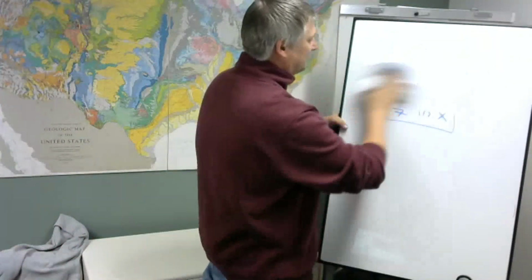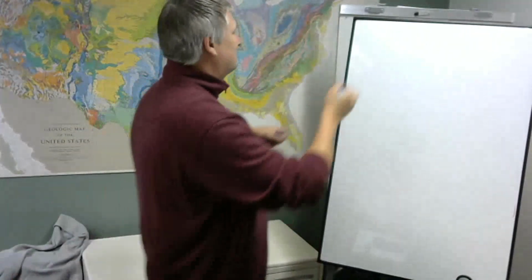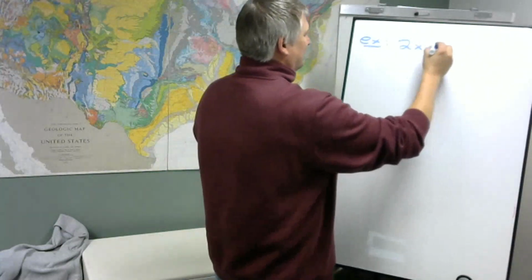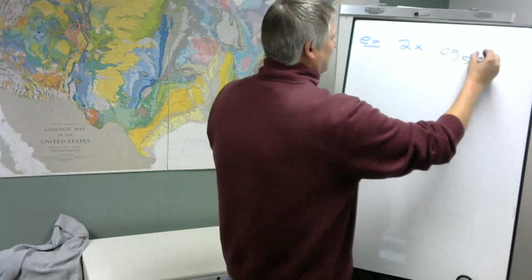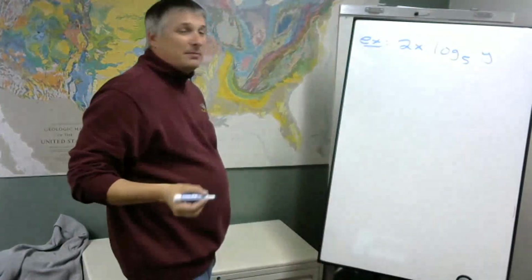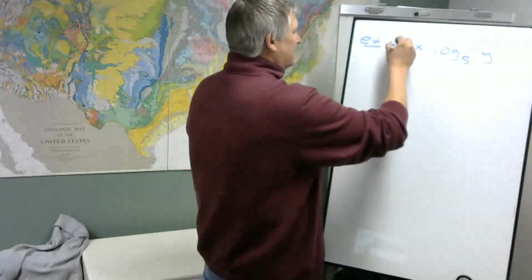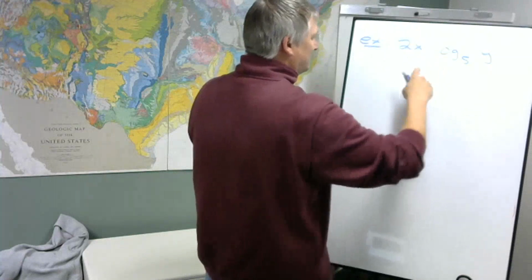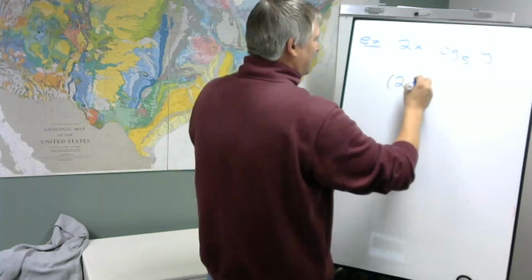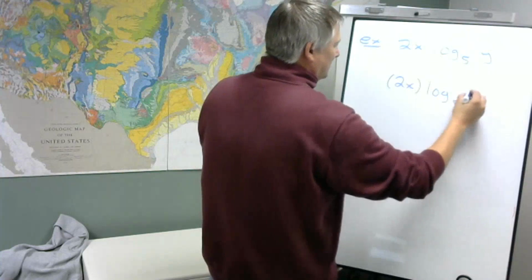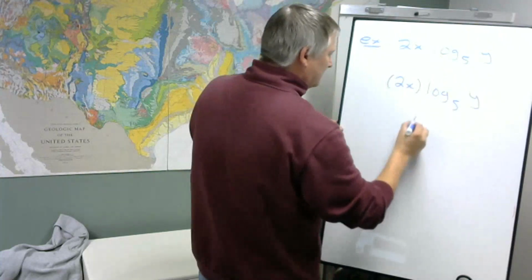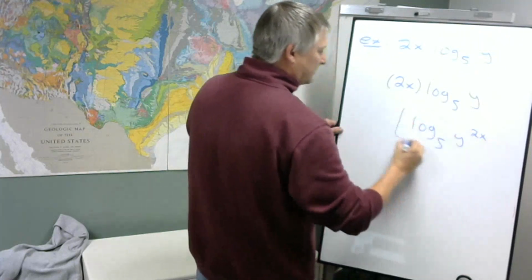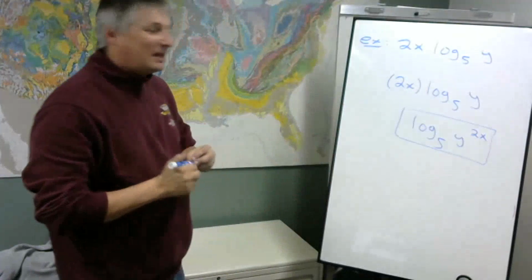Now we could also go in the opposite direction. We could say this. 2x log base 5 of y. We can take this entire thing, remove these for now, 2x log base 5 of y, and we'll move this as an exponent of y. And there we go.